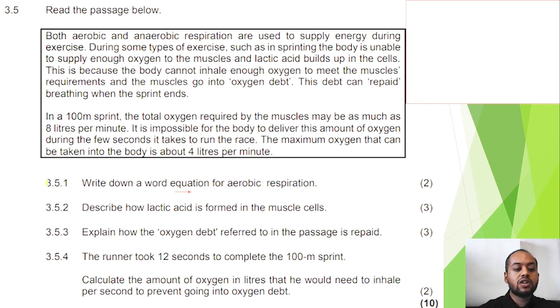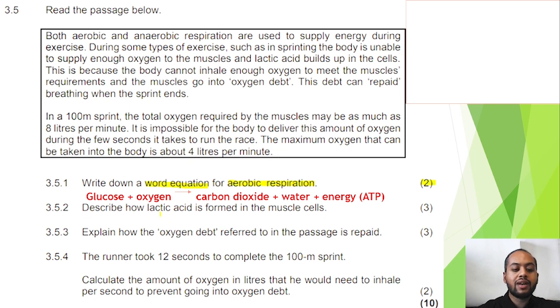The first question asks you to write down a word equation for aerobic respiration, for 2 marks. So remember that cellular respiration, specifically aerobic respiration, has the equation: glucose plus oxygen releases carbon dioxide, water, and energy, which is going to be in the form of ATP.